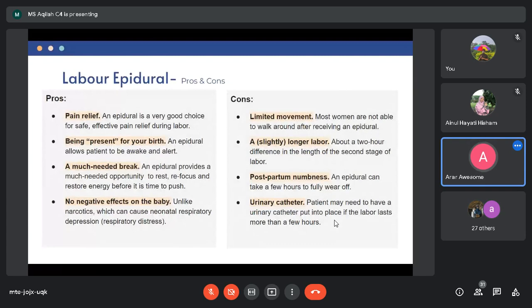For the disadvantages, it will limit the movement of the patient, and most women are not able to walk around after receiving an epidural, and also a slightly longer labor. It's about 2 hours difference in the length of the second stage of labor compared to when we don't use the epidural. And also postpartum numbness. Epidural can lead to postpartum numbness, and we need a few hours to fully recover from it. Also urinary catheter. The patient may need to have a urinary catheter put into place if the labor lasts more than 4 hours, because the patient's ability to pass urine is decreased. Next.